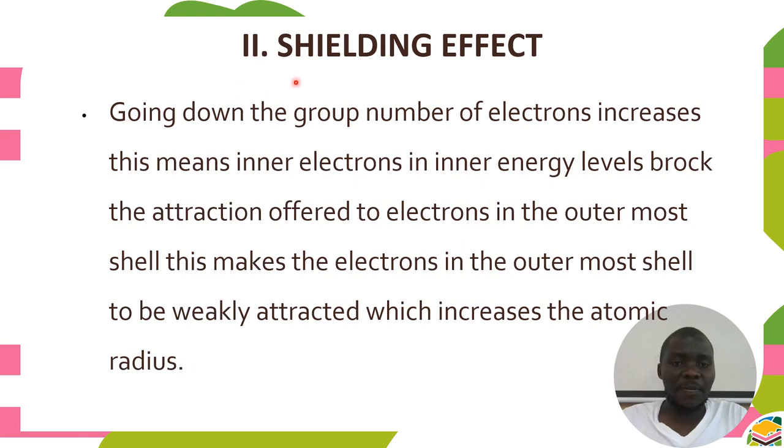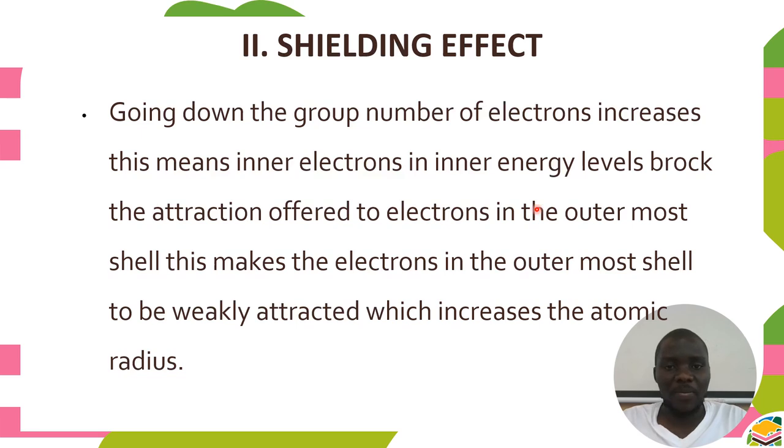The second factor that affects the size of an atom as we are going down the group is the shielding effect. Going down the group, the number of electrons is increasing. This means the electrons in inner energy levels block the attraction offered to the electrons in the outermost shell. This makes the electrons in the outermost shell weakly attracted by the nuclear charge, and there will also be repulsion between the inner electrons and the outermost electron, extending the size of an atom. Therefore, moving from top to bottom, the size of an atom increases. This makes the atomic radius increase.